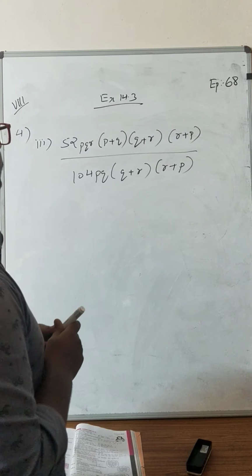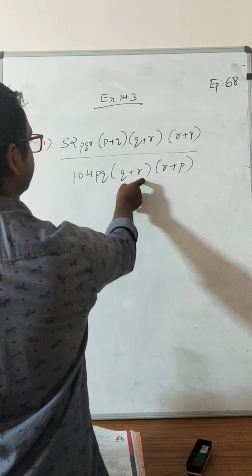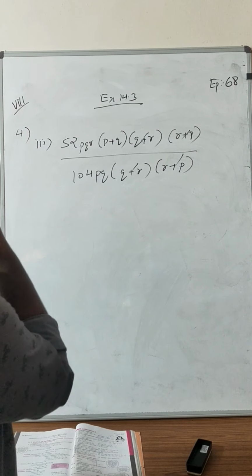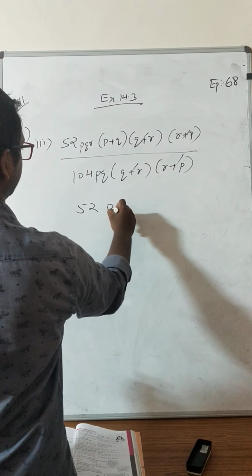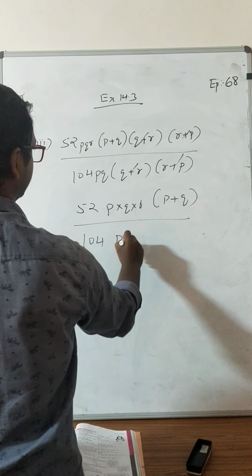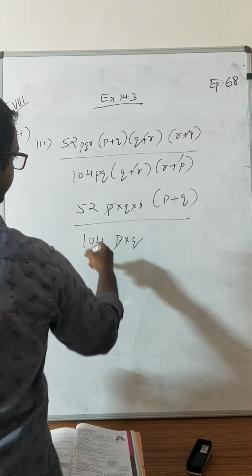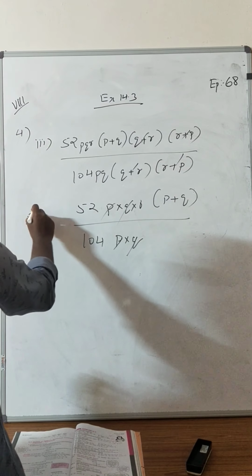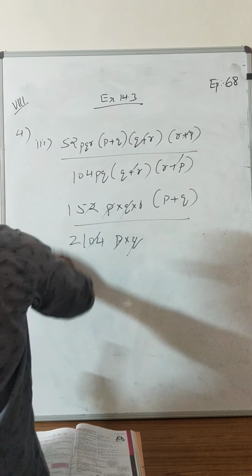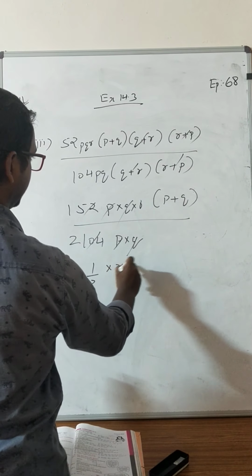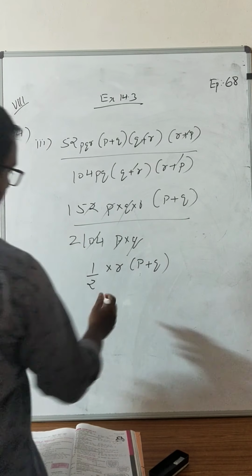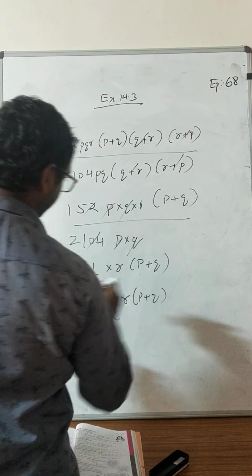Now see, R plus P and Q plus R, this is all in multiplication. So these two terms will get cancelled. Now what is left? 52 P into Q into R and P plus Q, divided by 104 P into Q. See, P and P will get cancelled, Q and Q will get cancelled. Now see here, 52 into 2 is 104, so this and this will get cancelled, 1 by 2. So what is left? 1 by 2 into R into (P plus Q). 1 by 2 R (P plus Q) is our final answer.